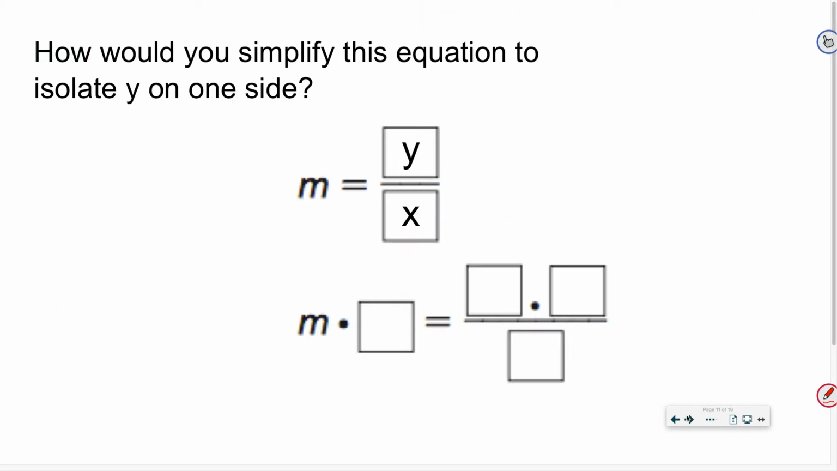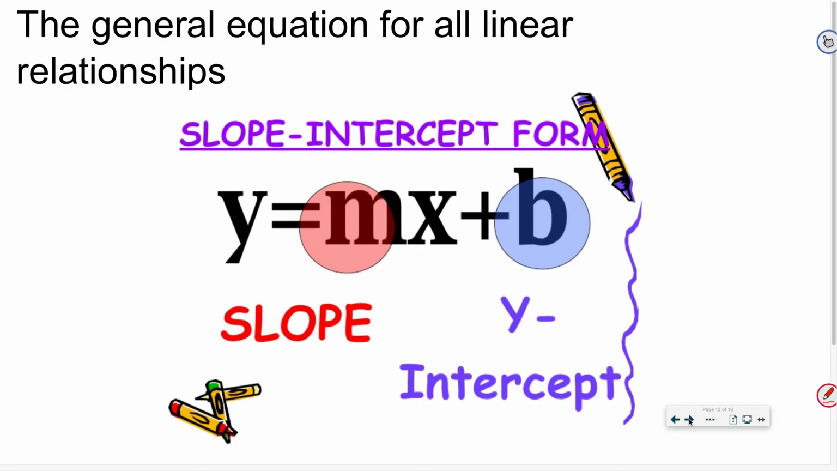So now if I had this, and this is almost like a literal equation, what would I have to do to get y by itself? Multiply by x. I would have to multiply both sides by x. And look what would happen here. My left side would be m times x, mx plus b, and my right side would just be the y. This is the equation for a linear relationship, y equals mx plus b.